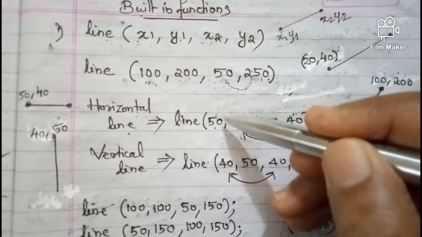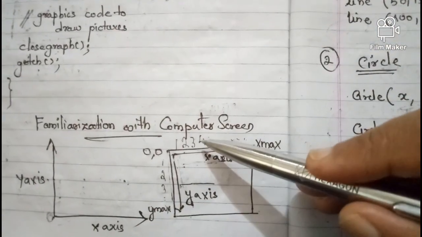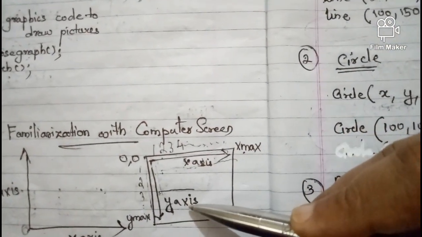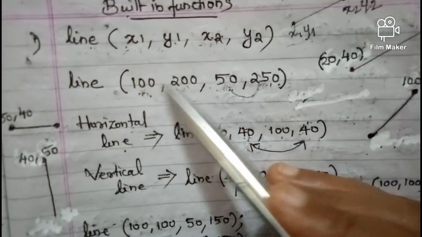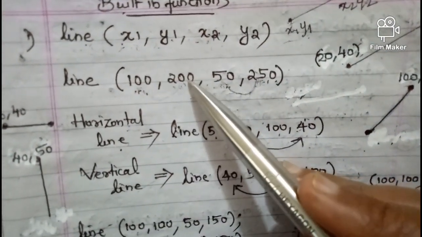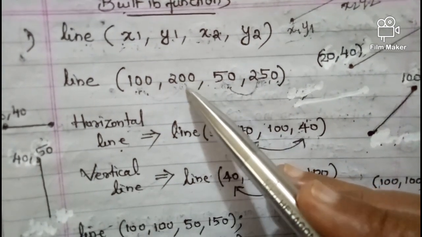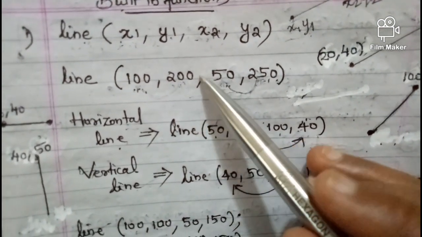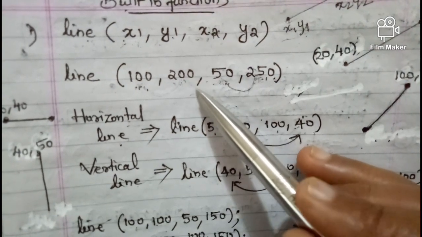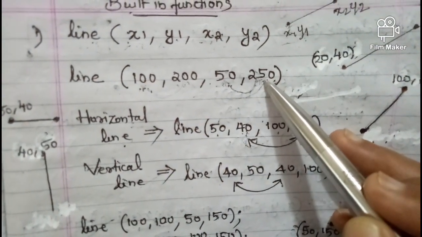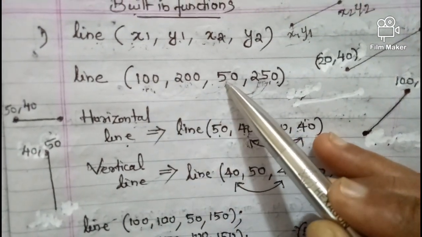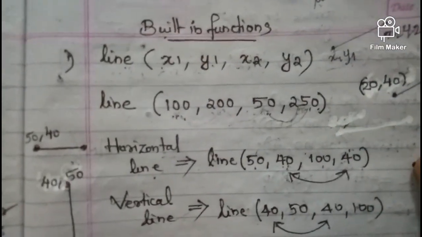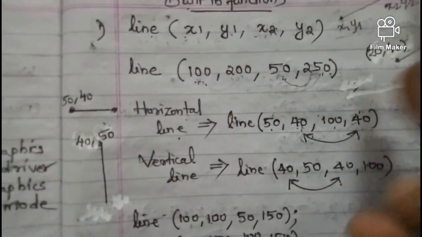When we are moving downwards, as I said here, the value of y increases and when we move towards left, the value of x decreases. So initially the point was 100, 200. As I said, we moved downwards. So when we move downwards, the value of y should increase. So y increased. And since we moved towards left, the value of x should decrease. So in this way, we can easily specify line points.